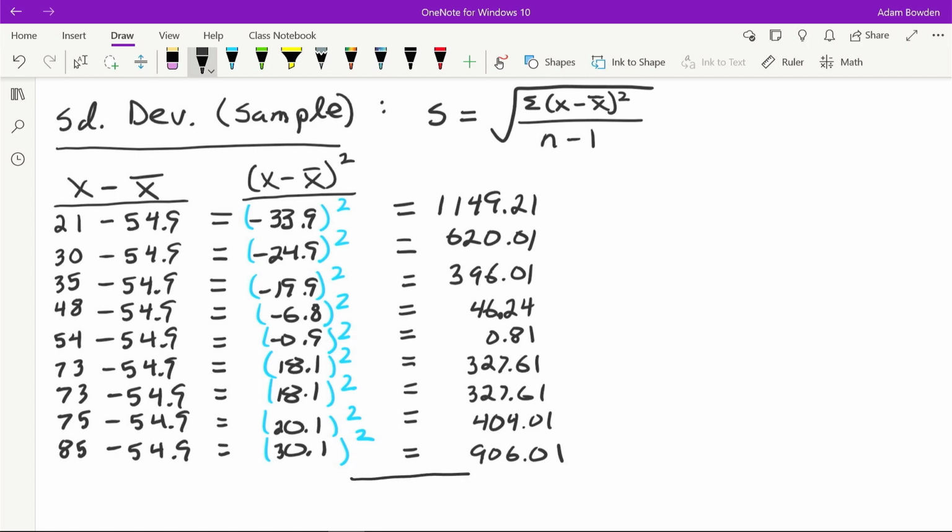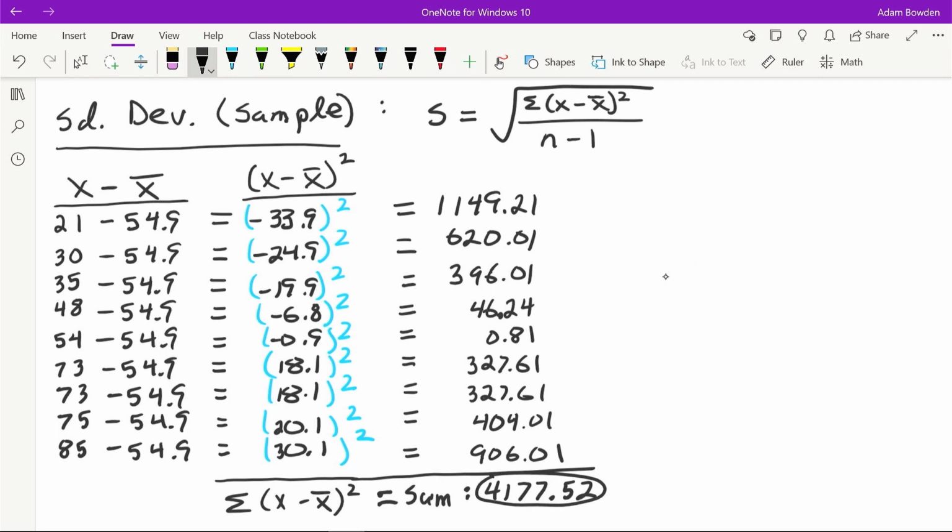Now, the next part of the formula after doing the subtraction and the squaring is this part here that has the sigma. That means to take the sum. So we need to take the sum of all the values from up above. And if we add up all these numbers, we come out with a pretty big number of 4,177.52. So in our formula, the sample standard deviation would be equal to the square root of 4177.52. That's the number that goes on top.